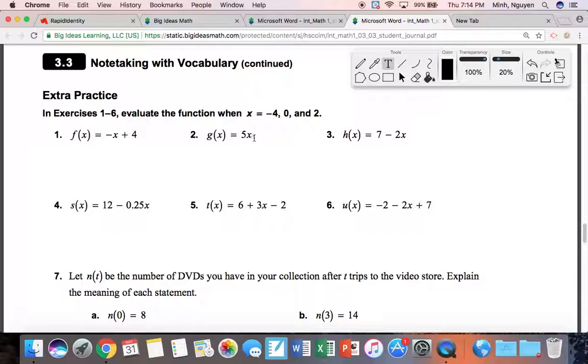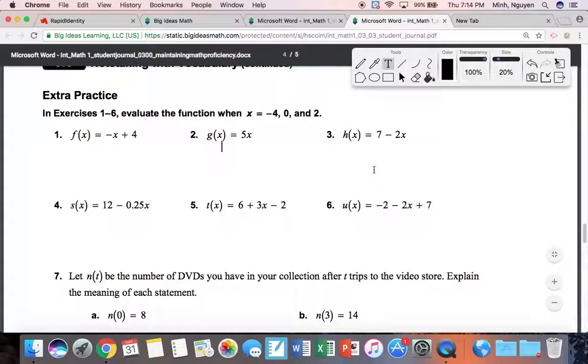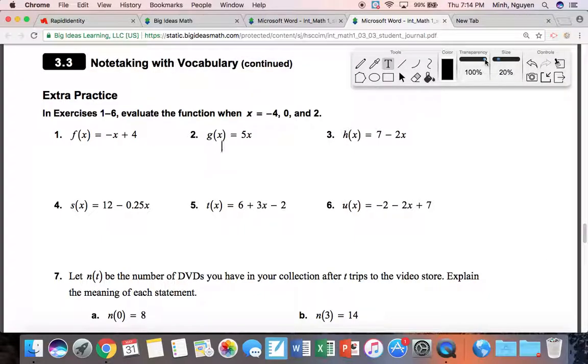So here I'm replacing x with each of these numbers, and it's multiplication. So you could just say 5 times -4. What is 5 times -4? -20. A positive times a negative is a negative. G of -4 equals -20. G of 0 is equal to 5 times 0. In fact, let me write that out: 5 times 0 equals 0. So g of 0 is 0. And g of 2 is equal to 5 times 2, which equals 10.